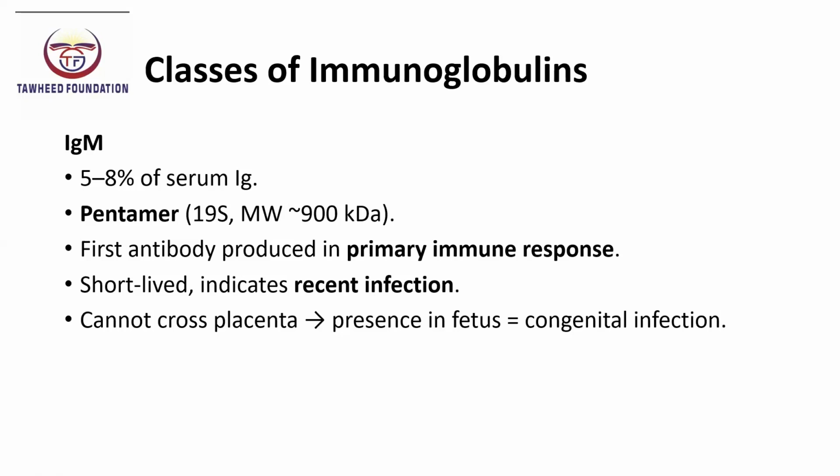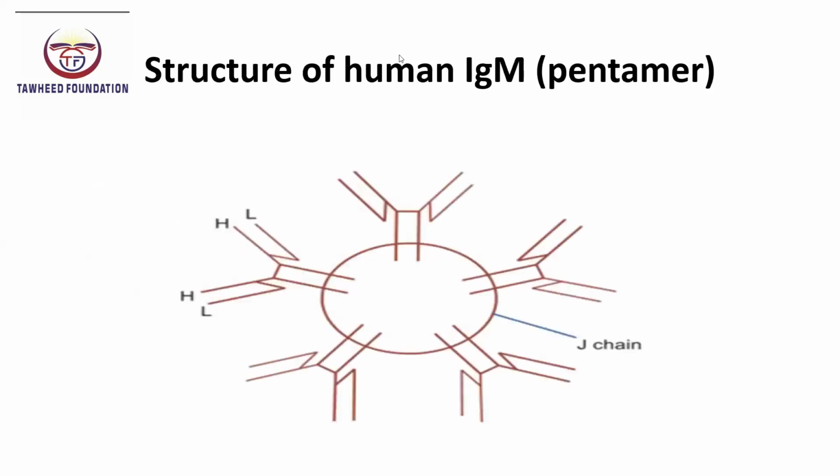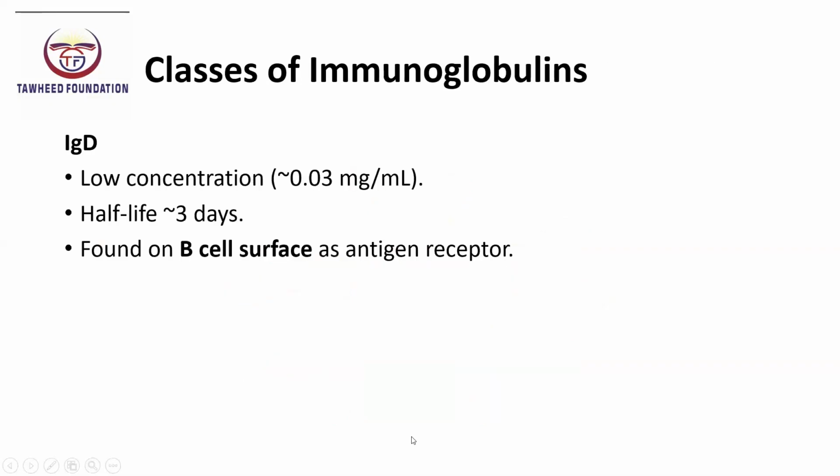Isohemagglutinins, anti-A and anti-B blood group antibodies, are naturally occurring IgM antibodies. Importantly, detection of IgM in a fetus or newborn suggests intrauterine infection, since maternal IgM does not cross the placenta. This is the structure of the human IgM pentamer. It is the largest antibody, pentameric with a J chain, and highly efficient at agglutination and complement activation. It is the first antibody to appear in the primary immune response, and IgM levels are clinically significant as they indicate recent infections.